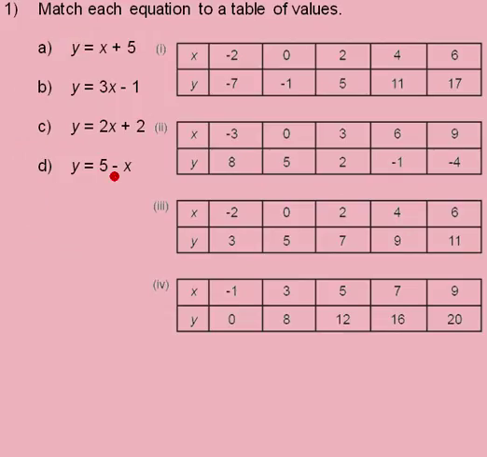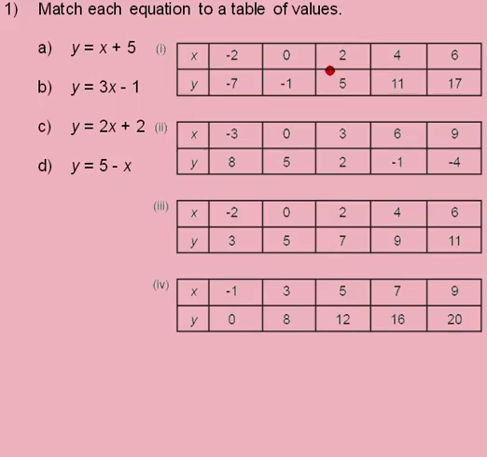I want to try to match up these equations with these tables here. Let me explain to you what I mean by matching. If this equation matched with this table, then when I put these values for x into the equation, I would get these values for y out of the equation. To do the question, I don't actually need to put in all of the values for x. I only need to use two of them, and I can choose any two that I like.